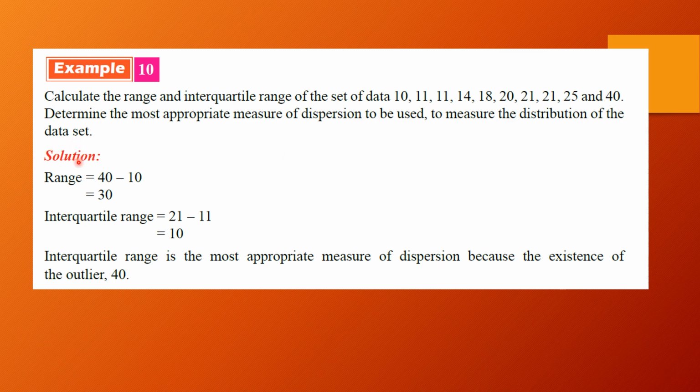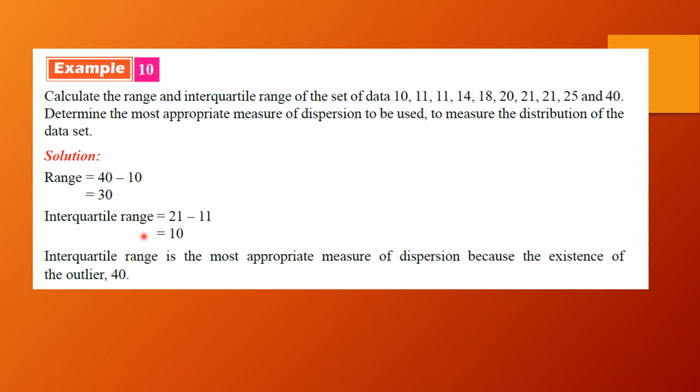Before this, we already looked at how to find the range. To find the range is the highest value minus the lowest. Okay, largest minus lowest. So from the data given, the largest value is 40 and the lowest value is 10. So 40 minus 10 is 30.